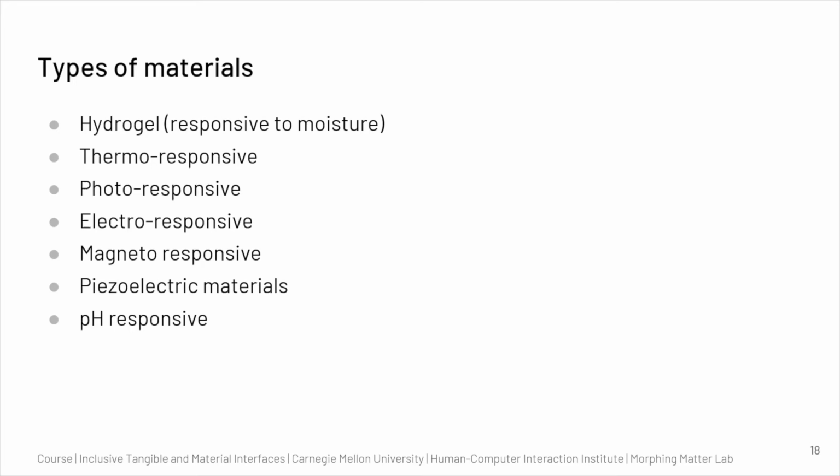The next one is photoresponsive, which means this material will be responsive to light. The next one is electro-responsive, which means when you give electricity, it will change the shape. We also have magneto-responsive. Piezoelectric materials also come under this category. And the last one is pH responsive. Let's see a few examples of these.